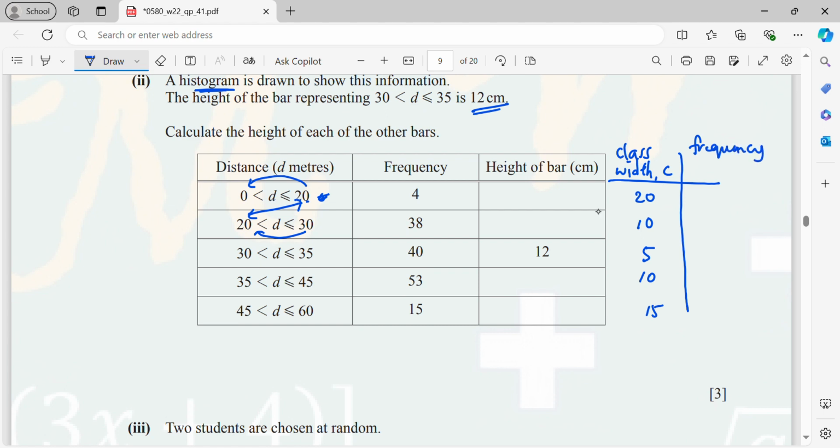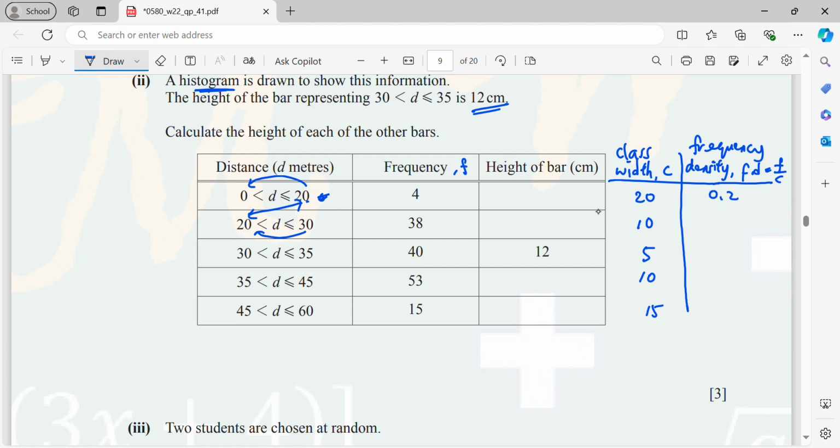because the vertical axis of the histogram is basically frequency density. So frequency density FD is basically F over C. The F is the frequency. So now 4 over 20, that is 0.5. 4 over 20 is 1 over 5. 1 over 5 is basically 0.2.